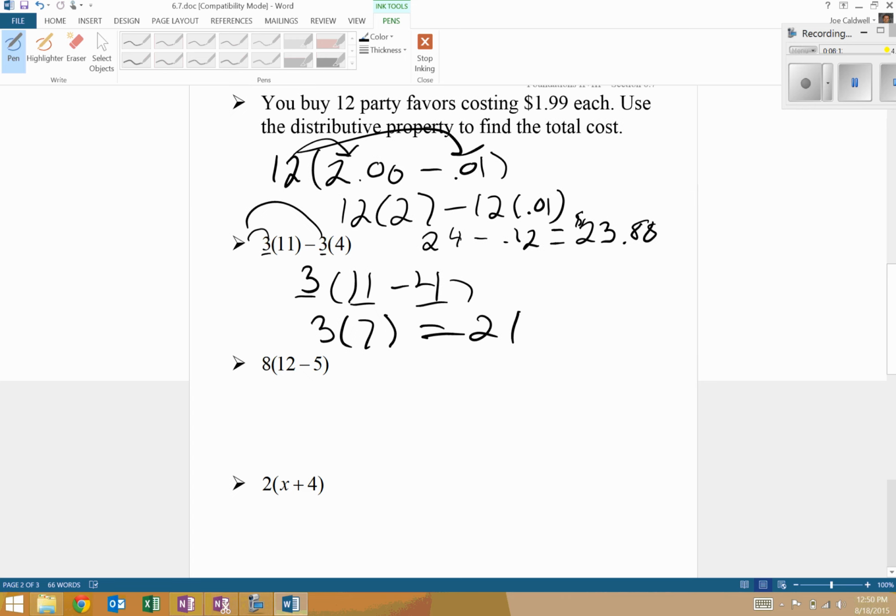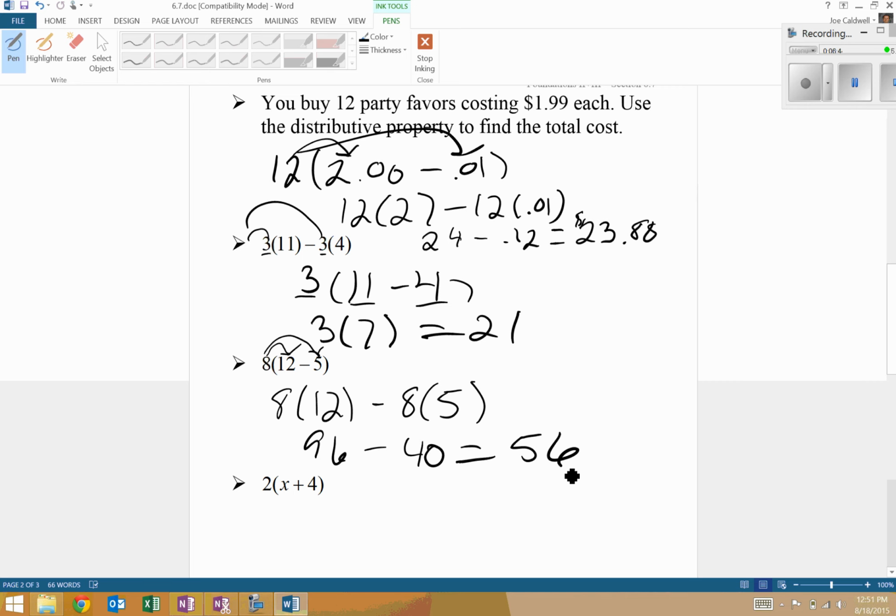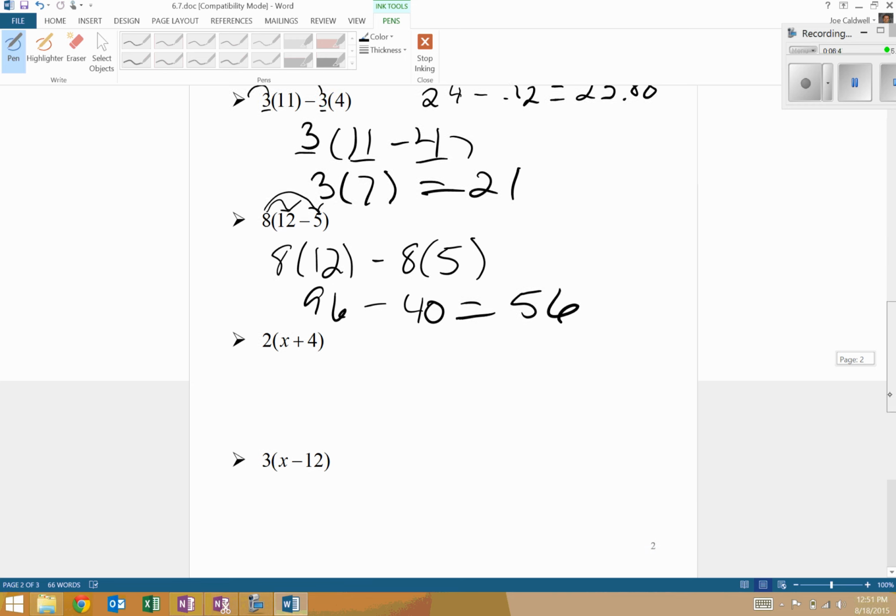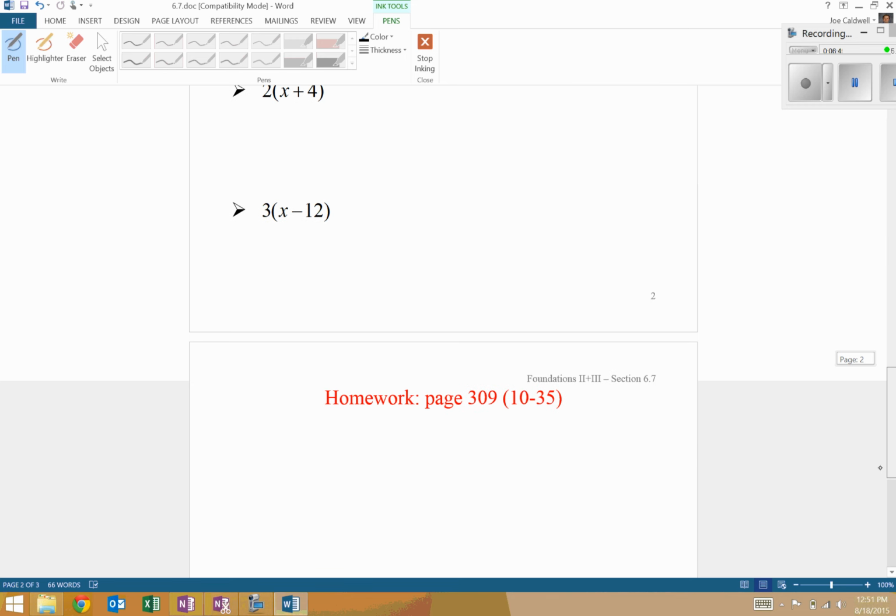Now, some of these wouldn't always make sense, but again, let's practice distributing. 8 times 12 minus 8 times 5. So now we have 8 times 12 is 96, minus 40. So we get 56 there for our answer. I'm going to skip some of these and go down here.